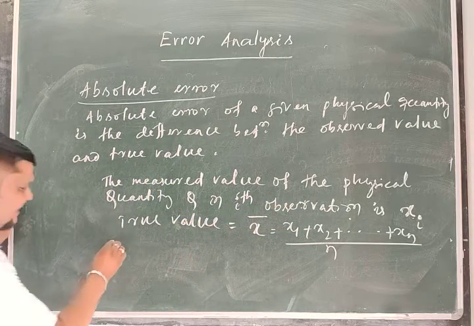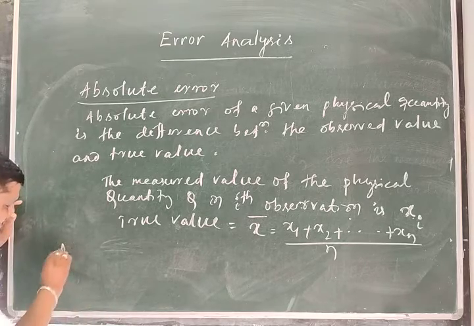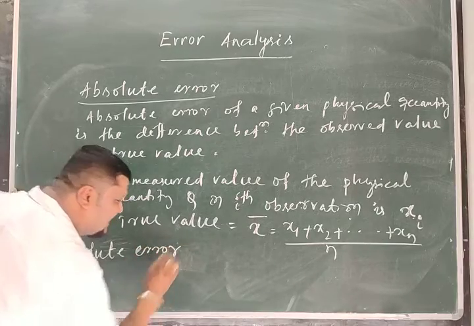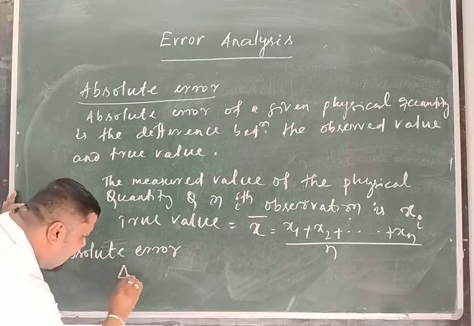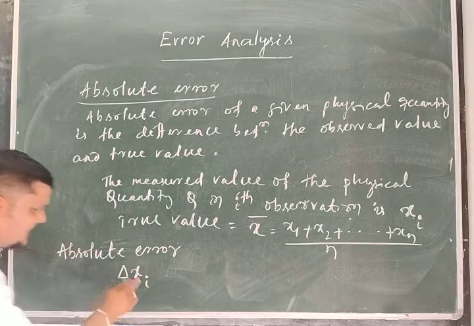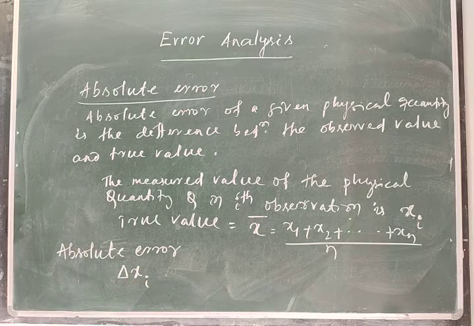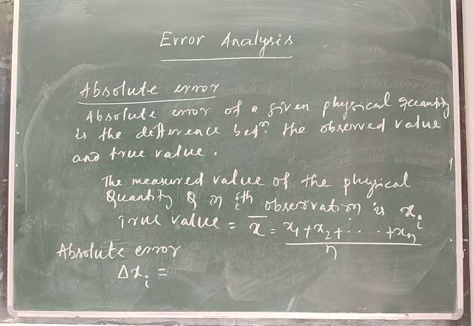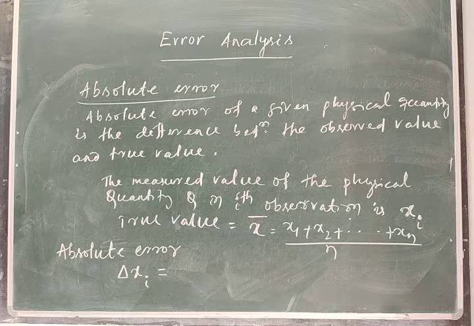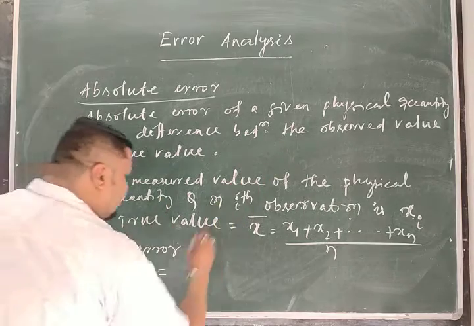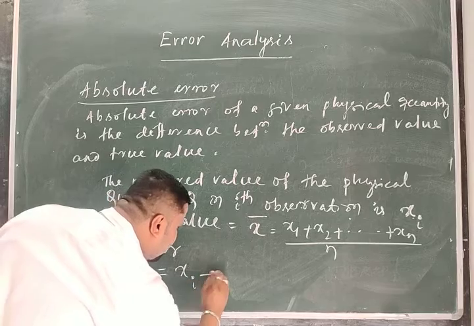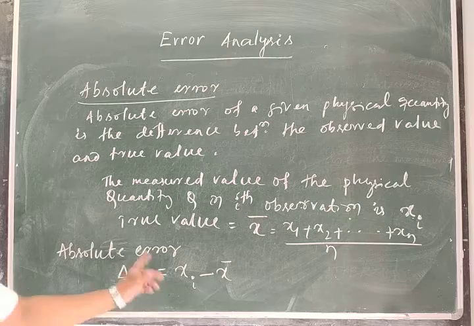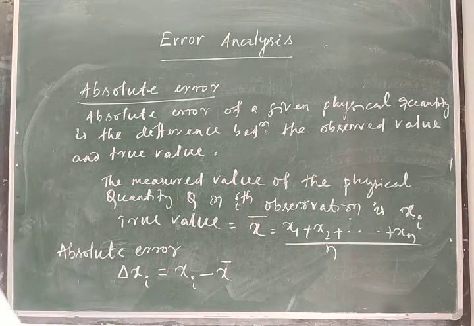Then the absolute error in the ith observation is written as delta xi. This delta xi should be the difference between the observed value, the ith one xi, and the mean value x bar: delta xi equals xi minus x bar. So this is the absolute error in the ith observation.